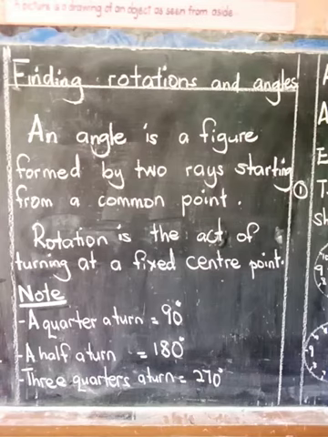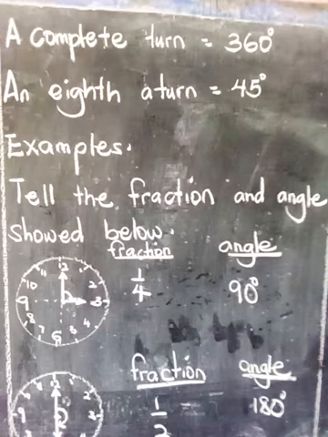Then we shall look at a complete turn. A complete turn is also known as a revolution. When do the hands of a clock make a complete turn? We know when the hands of a clock are moving, they start from 12. So when they are both pointing to 12, they will have made a complete turn. But if you consider one hand, maybe the minute hand, when it moves from 12 and comes exactly back to 12, it has still made a complete turn. Therefore, that movement shows 360 degrees. Then, if it has made an eighth of a turn, that is 45 degrees.